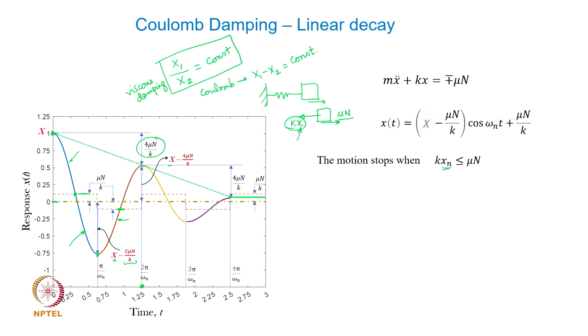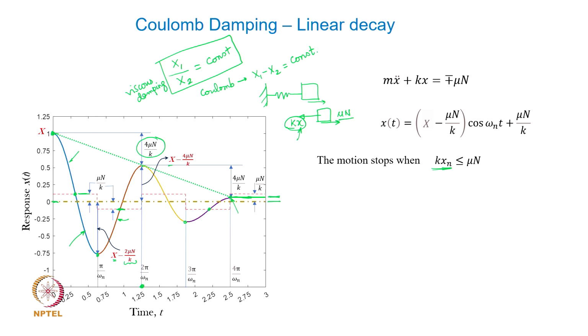Probably after the second cycle, what can happen is that at the beginning of this cycle the friction force was not strong enough to stop the motion, but by the time it reaches here, the restoring force k x n at the start of the third cycle will be less than mu n, and then at that point the mass simply gets static or locked, and because it is locked, as time progresses the amplitude is going to remain static and constant equal to this value.